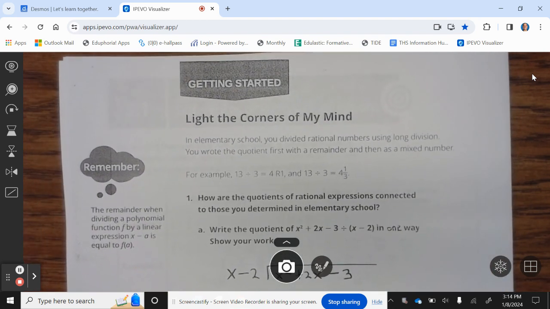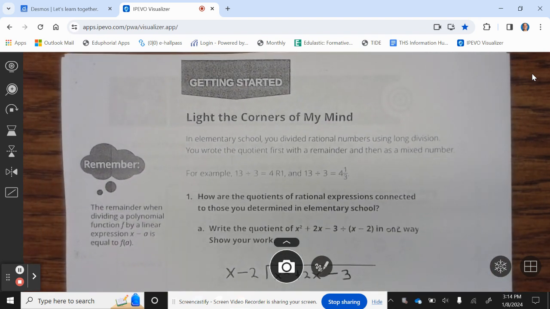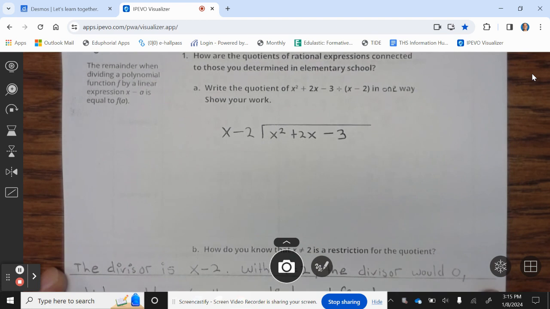Getting started. In elementary school, you divided rational numbers using long division. You wrote the quotient first with the remainder and then a mixed number. For example, 13 divided by 3 equals 4, remainder 1. And 13 divided by 3 equals 4 and 1/3. How are the quotients of rational expressions connected to those you determined in elementary school?